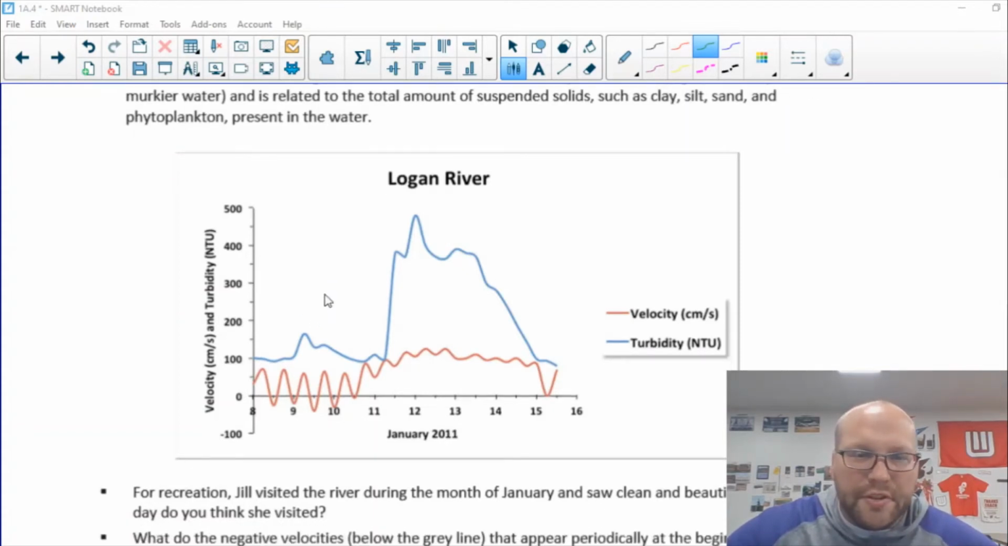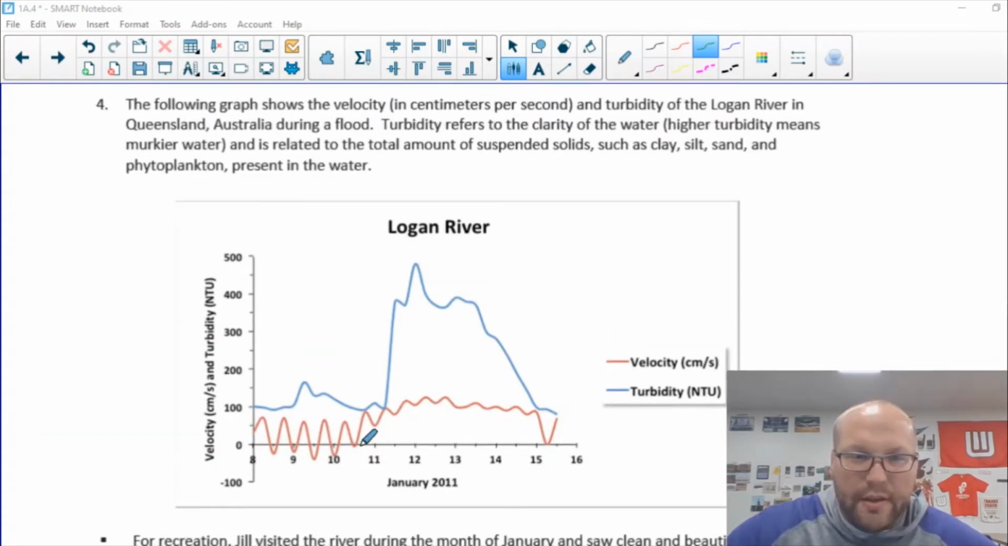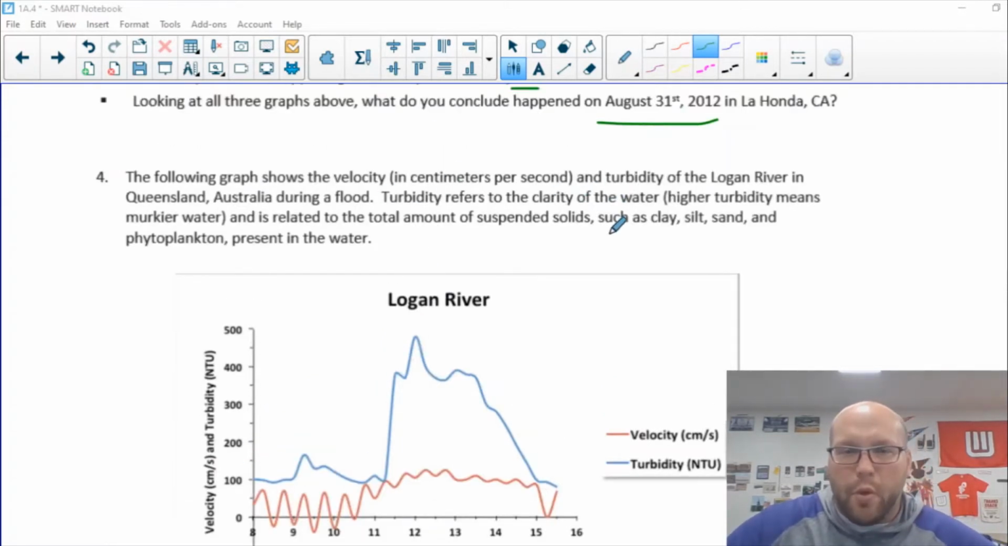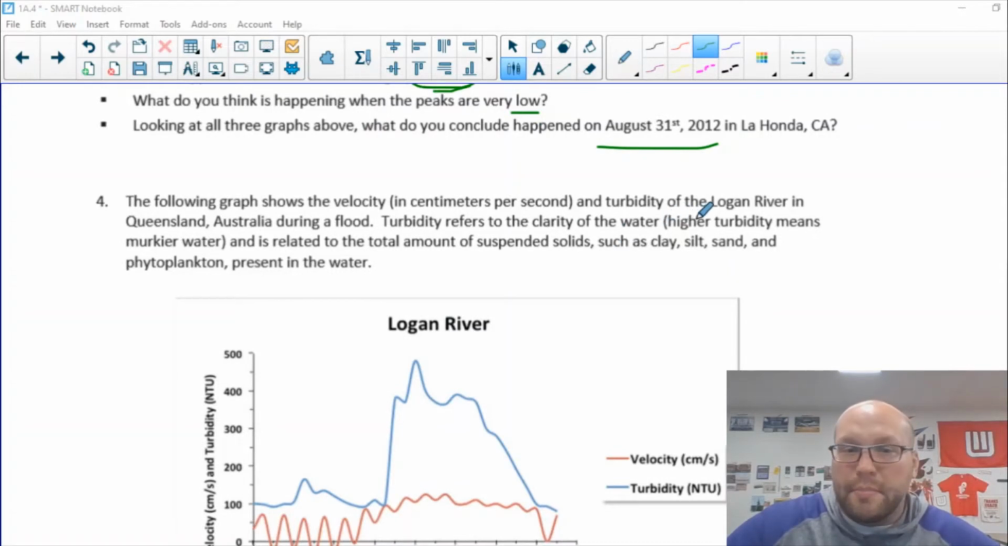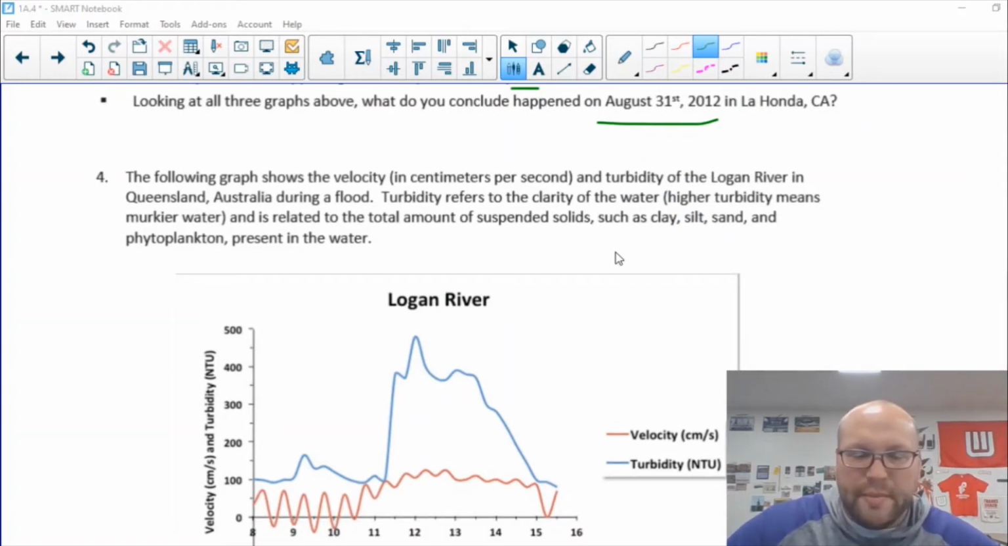So the very first thing to take note of is the red here. That's the velocity. This is a river, so the velocity of the river. That's its flow, how fast it's moving. And the blue is the turbidity. And turbidity, if you read up here, is the clarity of the water. So high turbidity means murkier water. Low turbidity means it's clear.